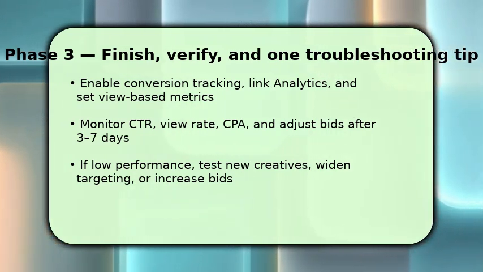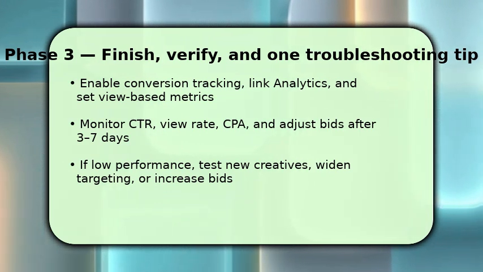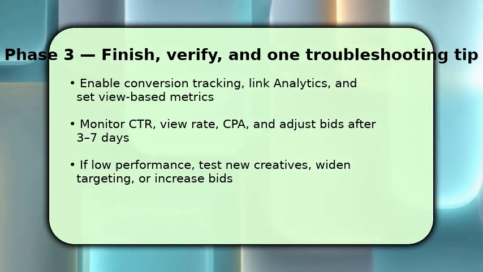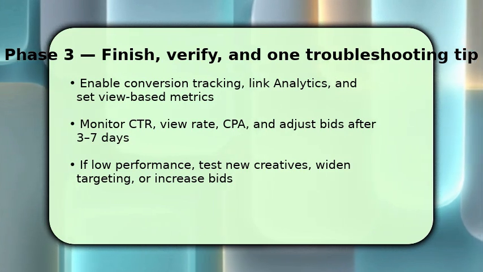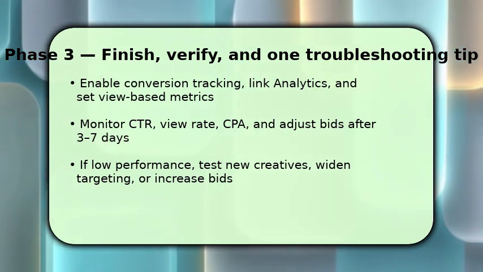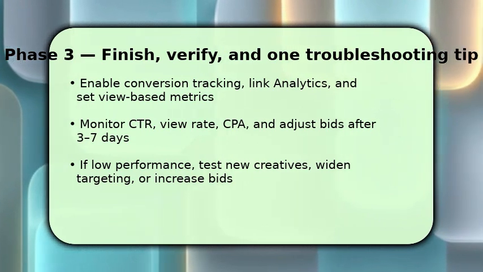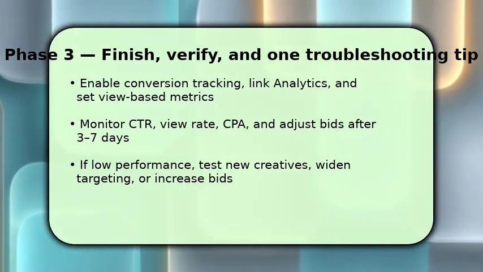Once live, monitor performance daily and make calculated changes after 3-7 days to allow learning. Adjust bids, swap creatives, or tweak targeting based on data. Make sure to use experiments for A/B testing rather than blind edits.